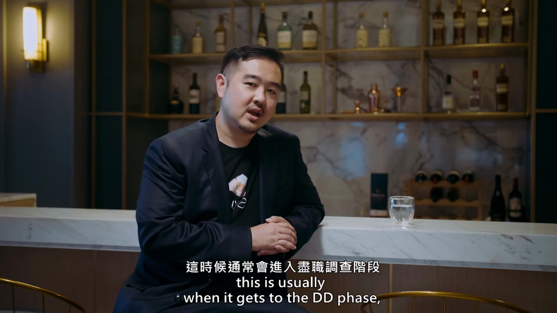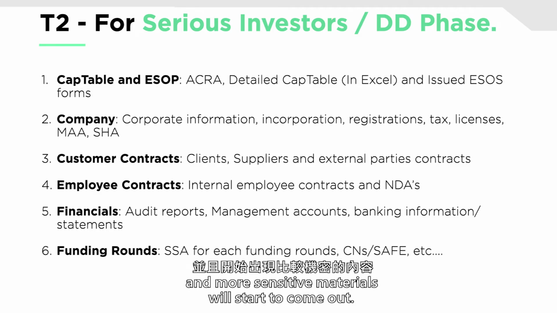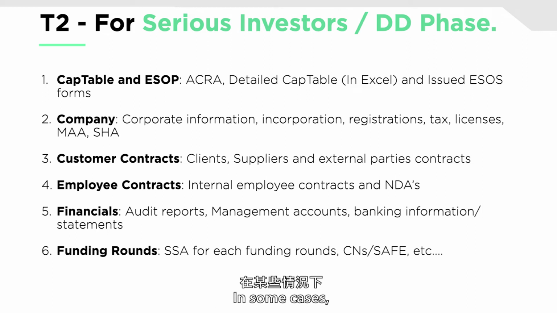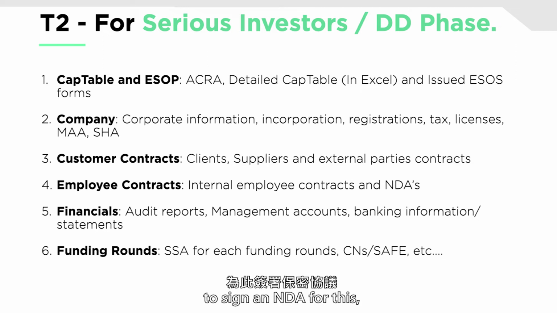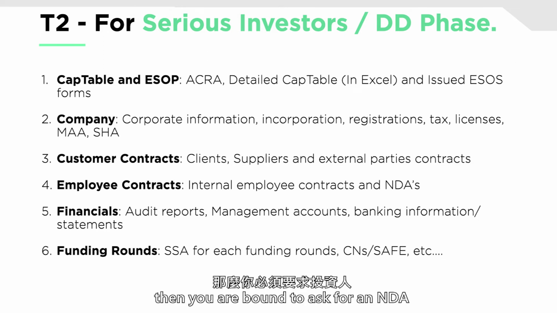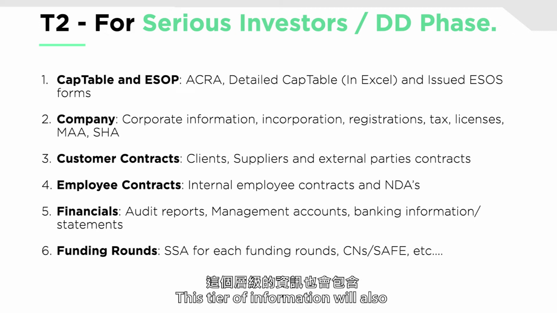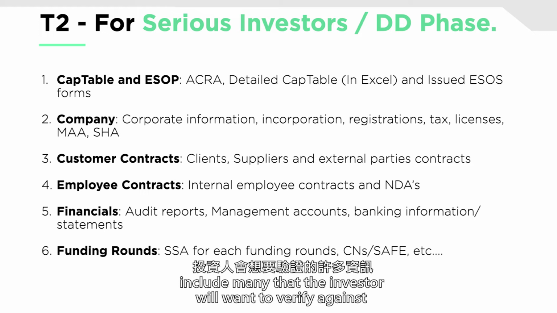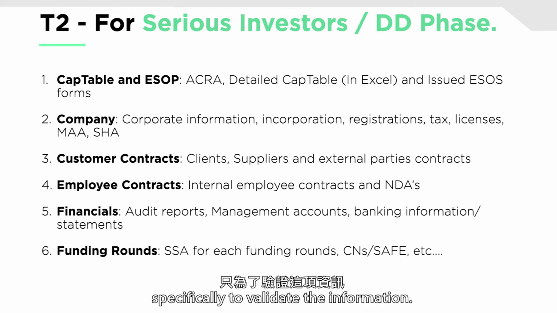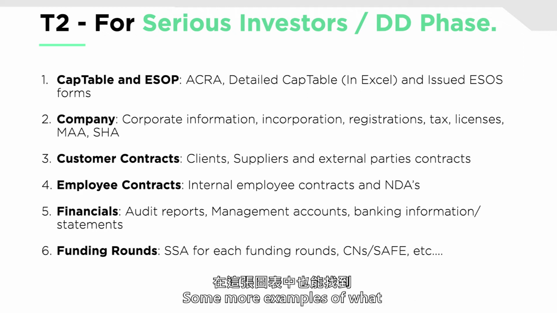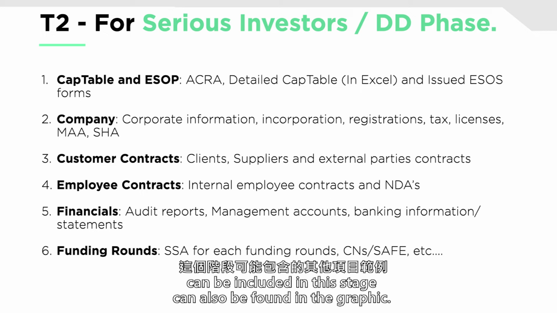When it comes to Tier 2, this is usually when it gets to the DD phase, and more sensitive materials will start to come out. In some cases, an NDA will probably need to be signed for this to go ahead. Case in point, at this stage, you may start to review information about customer contracts, and if your customer has asked you to sign an NDA for this, then you are bound to ask for an NDA from the investor as well. This tier of information will also include items that the investor will want to verify against. What this means is that if you say you have a large contract with customer X, they will seek out and look over that contract specifically to validate the information. Some more examples of what can be included in this stage can also be found in the graphic.